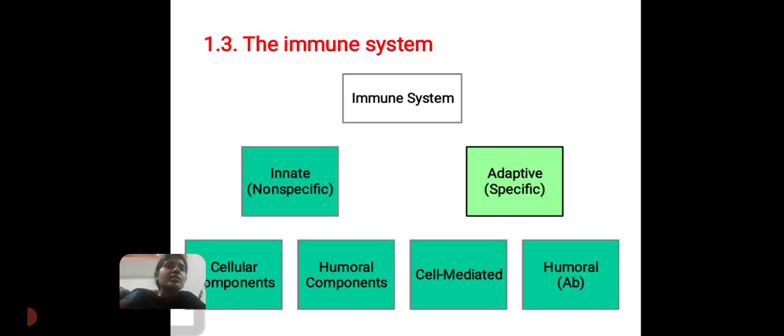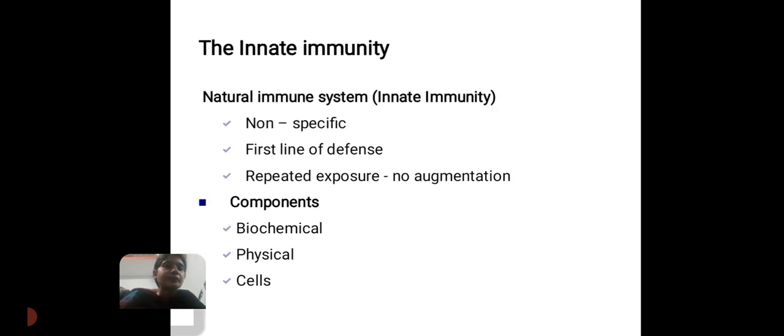Next, the immune system. There are two types of immune system, the innate immune system and the adaptive immune system. Innate immunity is further divided into two types: first, the cellular component, and another, the humoral component. The adaptive immune system is further divided into two types, the cell mediated immune system and the humoral immune system.